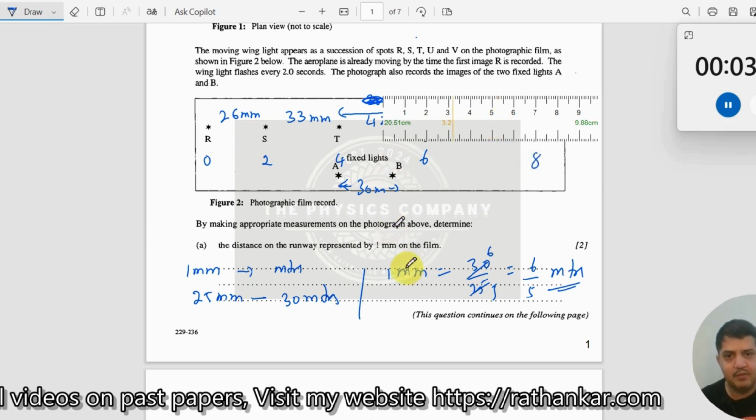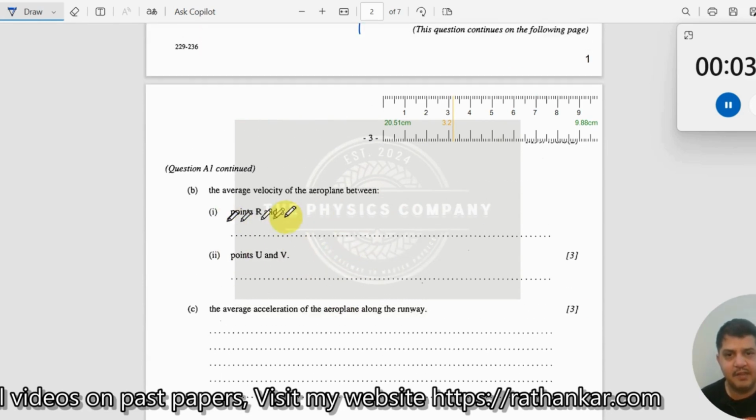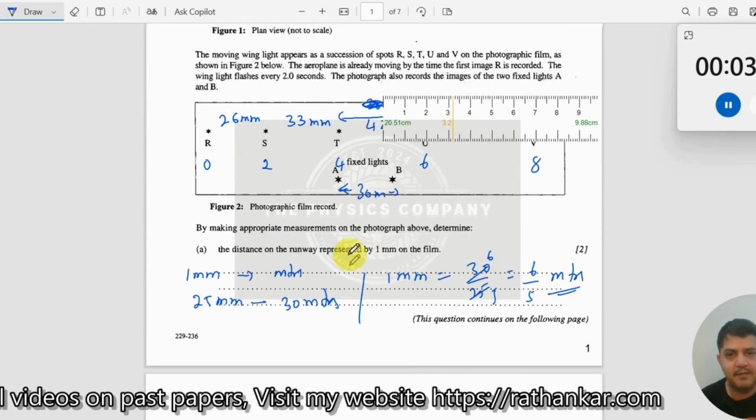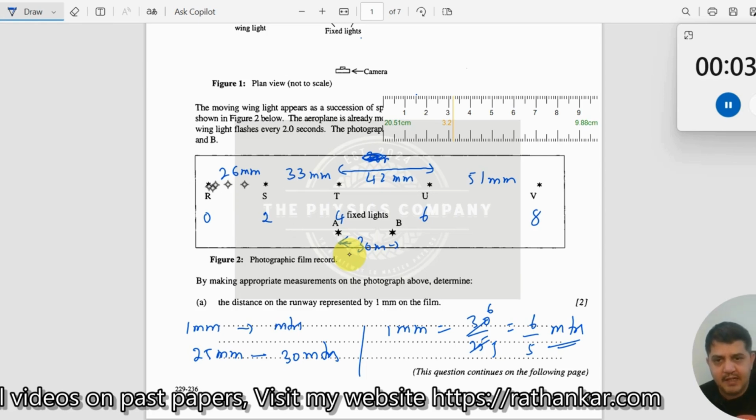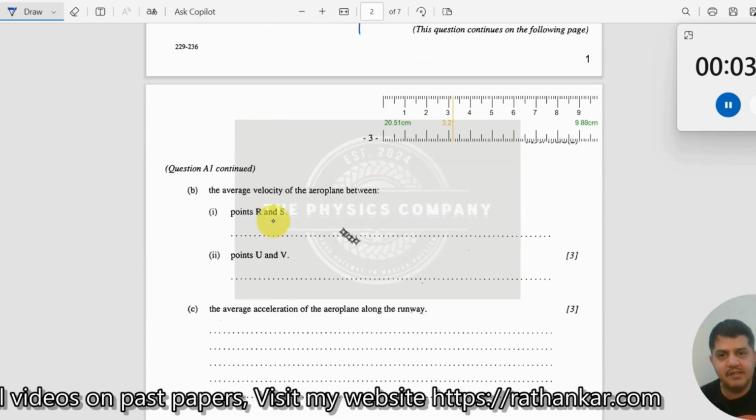Okay, now let us move on to the next one. Next is the average velocity of the aeroplane between R and S. So what is the distance here? 26 millimeter, and time 2 seconds. So therefore, average velocity is 26 millimeter divided by 2 seconds, which is 13 millimeter per second. Now what should I do? I should convert it in terms of meters per second. This is for 3 marks totally over here.